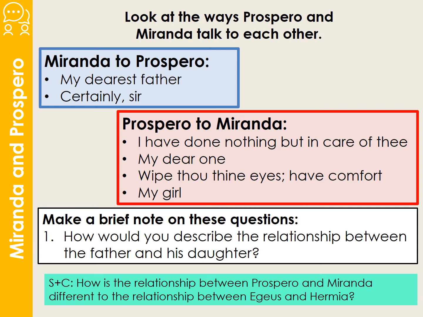In terms of stretch and challenge, perhaps you could think here about how this differs to Aegeus and Hermia in A Midsummer Night's Dream. I won't dwell on that question too much, but if you want to come back to this or want to have a think about this now and perhaps write a couple of sentences in response to that question, you could compare the two father and daughter relationships. How was Aegeus different to Prospero, and how is Hermia perhaps different to Miranda, or how are they similar? So have a think about that if you want to think back to year 7.